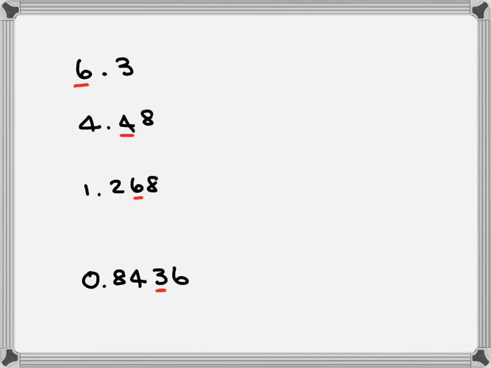Okay, so you're back. So this one, 6.3, we're going to be rounding the whole number, and 3 can't change 6 because it's smaller than 5. So 6.3 becomes 6. The next one, we're rounding the 10th column. And can it change? Yes, because 8 is bigger than 5. So it's going to become 4.5. The 8 changed the 4 into a 5.